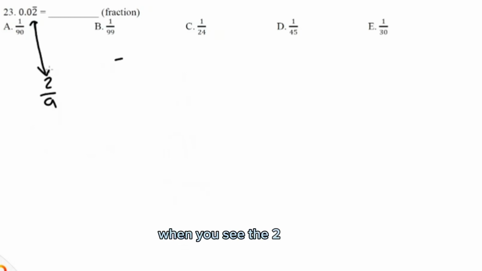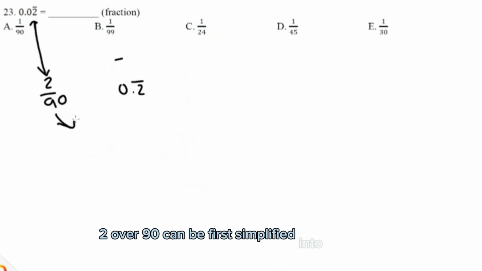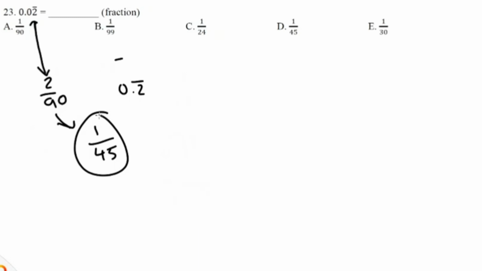Okay, but there's one more thing to this. When you see the 2/9, this is for when it's repeating as the very first decimal slot. So this would be when it's 0.2 repeating like this. But there's an additional 0 here. So we need to add a 0 to the denominator as well. So this becomes 2/90. However, 2/90 can be further simplified into 1/45, and that's your answer.